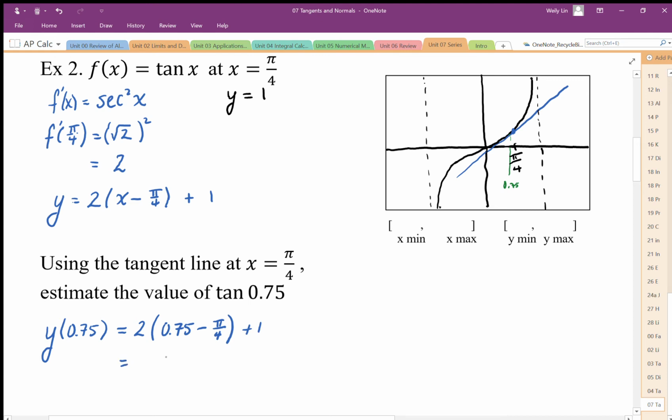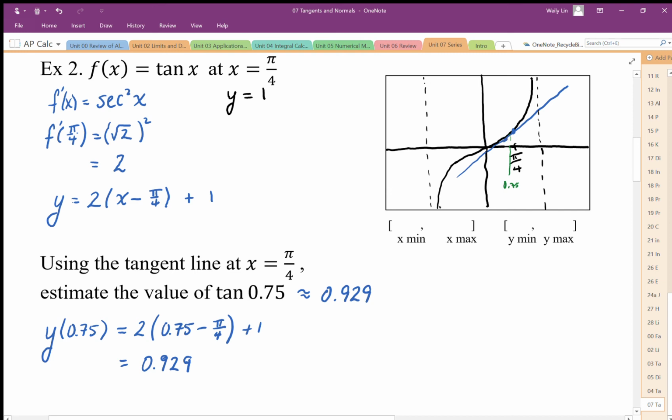Okay, and this is going to give me a y coordinate of 0.929. Okay, so that's going to be my estimate. Okay, so what I'm going to say is the tan of 0.75 is approximately equal to 0.929. Okay, and that would be the position on the blue line.